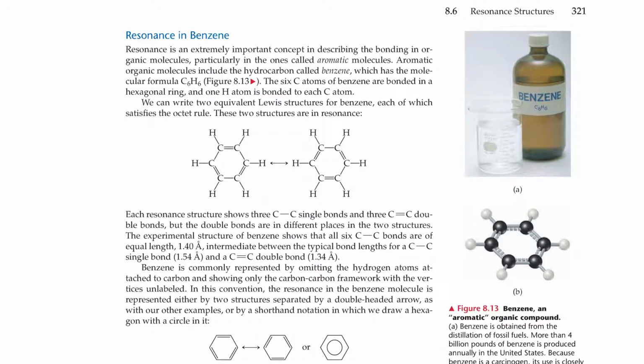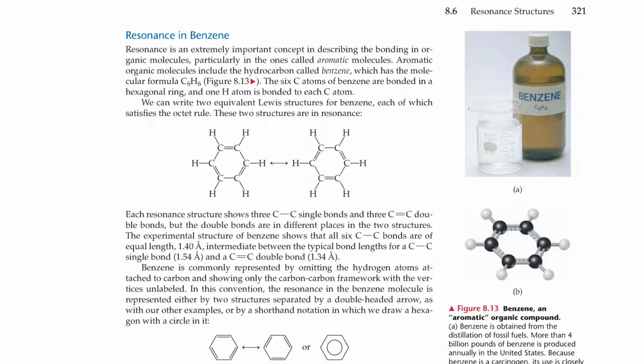Resonance and benzene. Resonance is an extremely important concept in describing the bonding in organic molecules, particularly in the ones called aromatic molecules. Aromatic organic molecules include the hydrocarbon called benzene, which has the molecular formula C6H6. The 6 carbon atoms of benzene are bonded in a hexagonal ring, and one hydrogen atom is bonded to each carbon atom. We can write two equivalent Lewis structures for benzene, each of which satisfies the octet rule. Each resonance structure shows 3 carbon-carbon single bonds and 3 carbon-carbon double bonds, but the double bonds are in different places in the two structures.